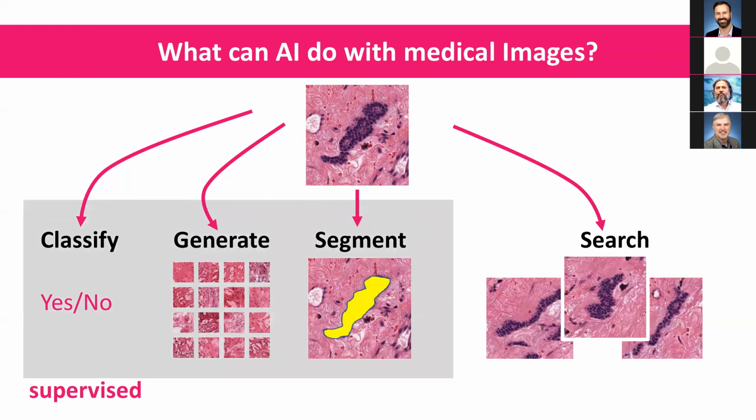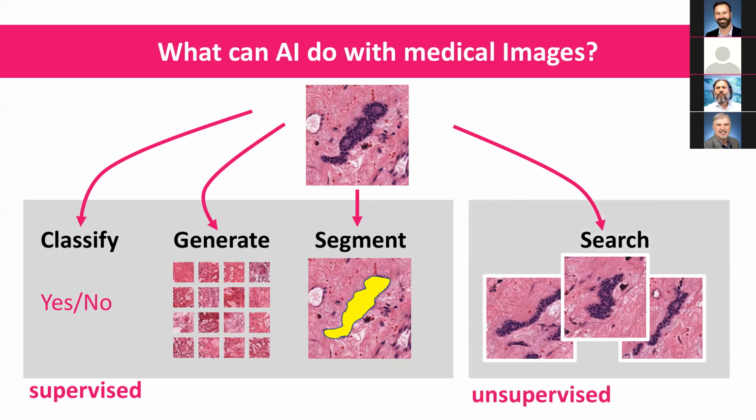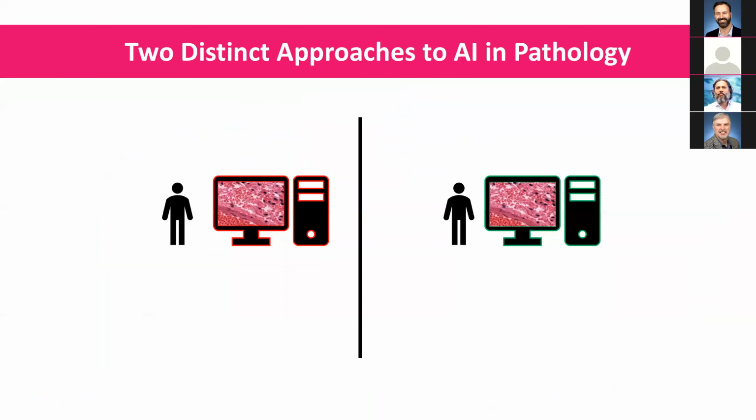So whereas the first three are what we call supervised technologies, search is an inherently unsupervised technology, which means you don't need annotated data, you don't need labeled data, which means that technology can be applied on raw repositories available without any additional effort.